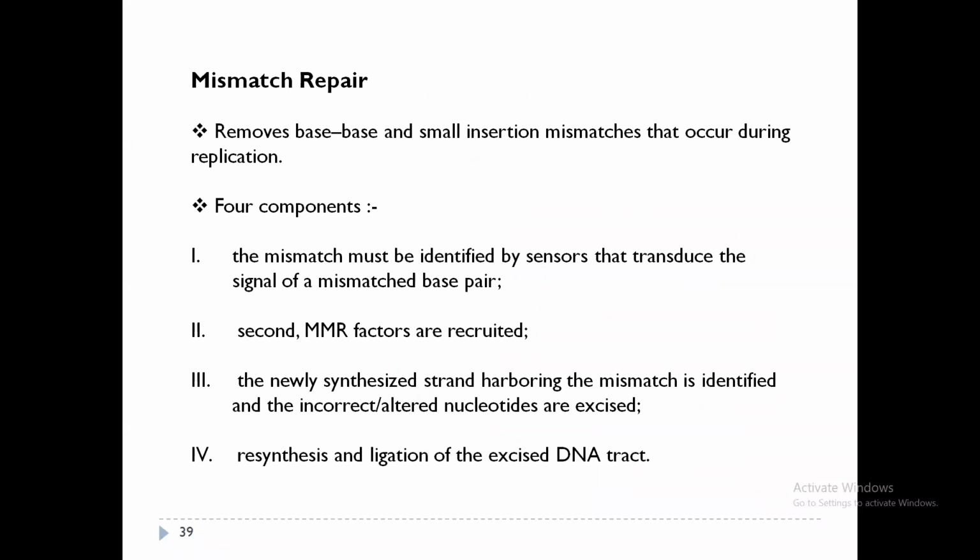Now the mismatch repair. It removes base and small insertion mismatches that occur during replication. There are four components of this mismatch repair. First, the mismatch must be identified by sensors that transduce the signal of a mismatched base repair. Second, the mismatch repair factors are recruited. Then third, the newly synthesized strand harboring the mismatch is identified and the incorrect or altered nucleotides are excised. And finally, there will be resynthesis and ligation of the excised DNA tract.